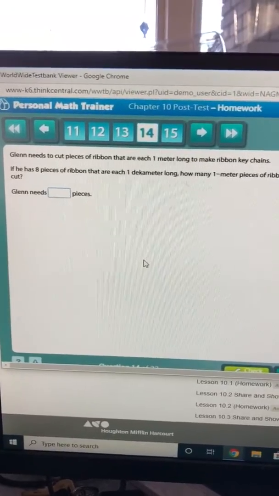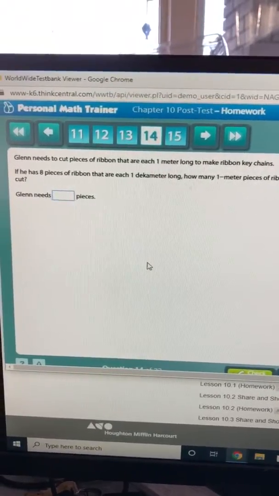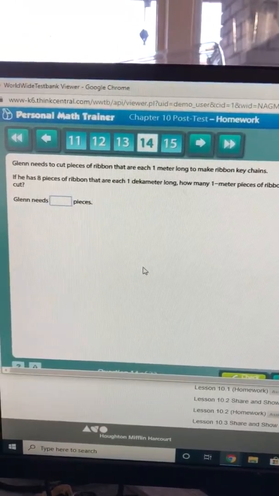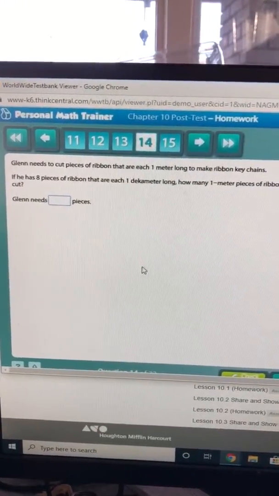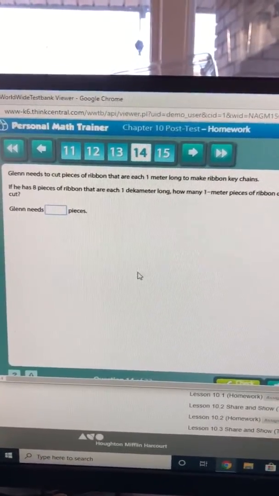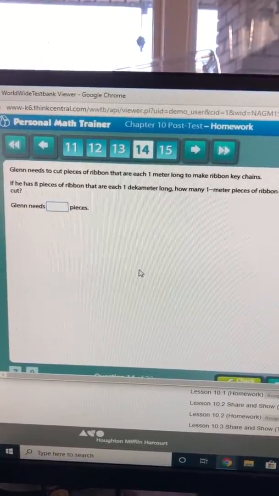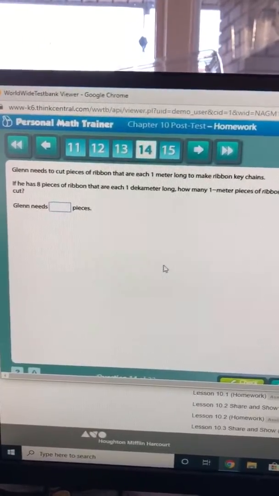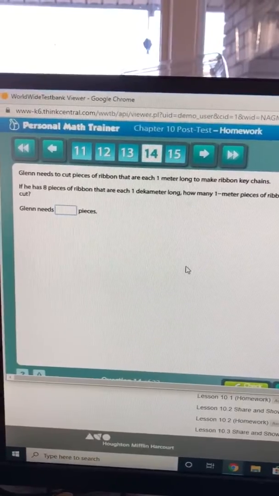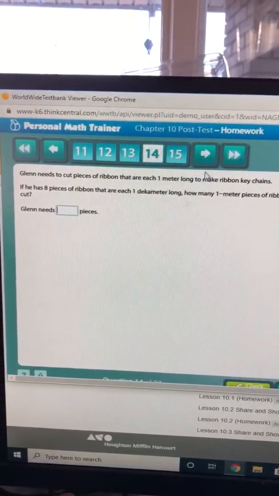Glenn needs to cut pieces of ribbon that are each 1 meter long to make ribbon keychains. If he has 8 pieces of ribbon that are a decameter long, how many 1 meter pieces of ribbon can he cut? Draw this one out. Just make a simple diagram for yourself, draw pictures of ribbon, and cut them up.